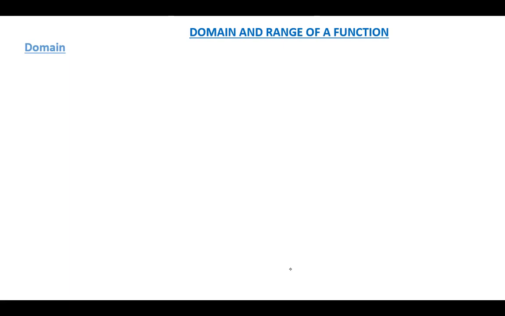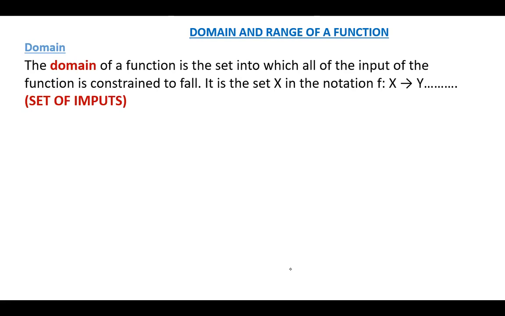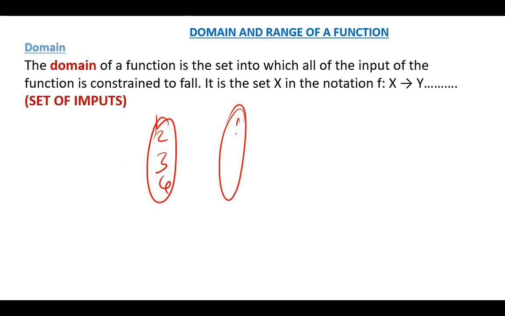That you put in a function, in short, that number is called the domain. So the domain of a function is a set into which all the input of the function is constrained to. So it is a set X in the notation f of X is equal to Y, or is mapped onto Y. So if you have two sets like this, you have 2, 3, 4, and then you have 1, 2, 3.